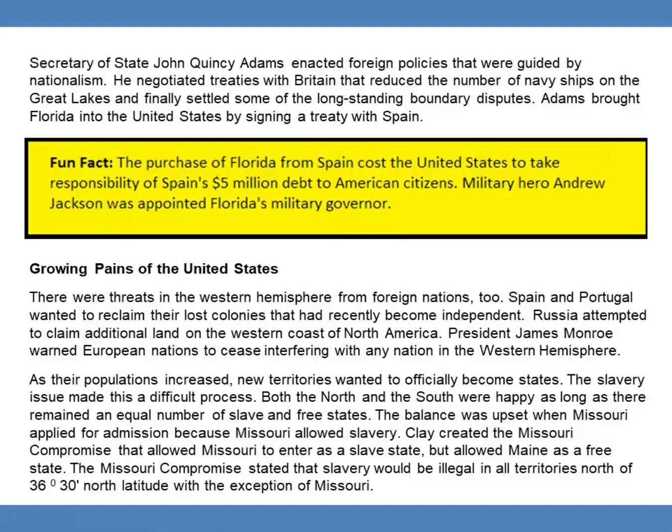Clay created the Missouri Compromise that allowed Missouri to enter as a slave state but allowed Maine as a free state. The Missouri Compromise stated that slavery would be illegal in all territories north of the 36°30′ northern latitude, with the exception of Missouri.